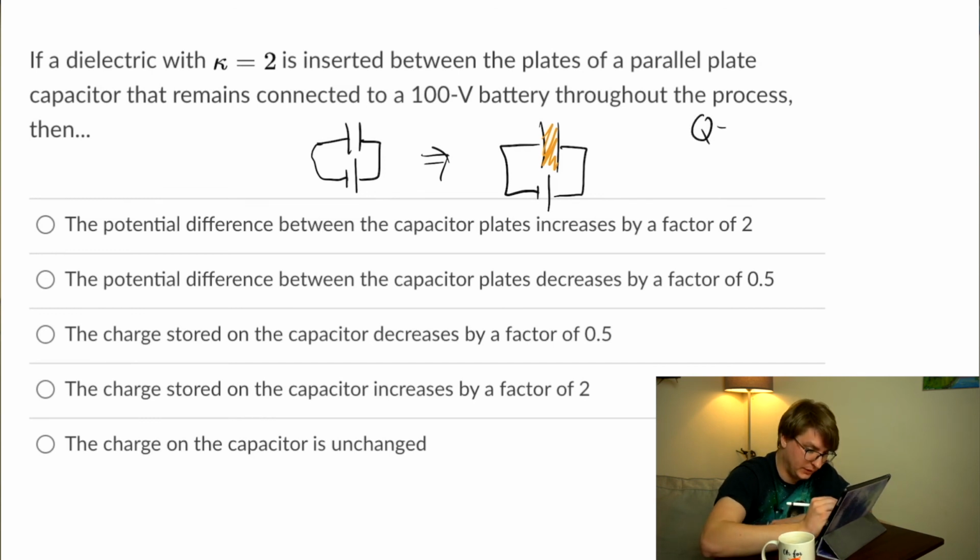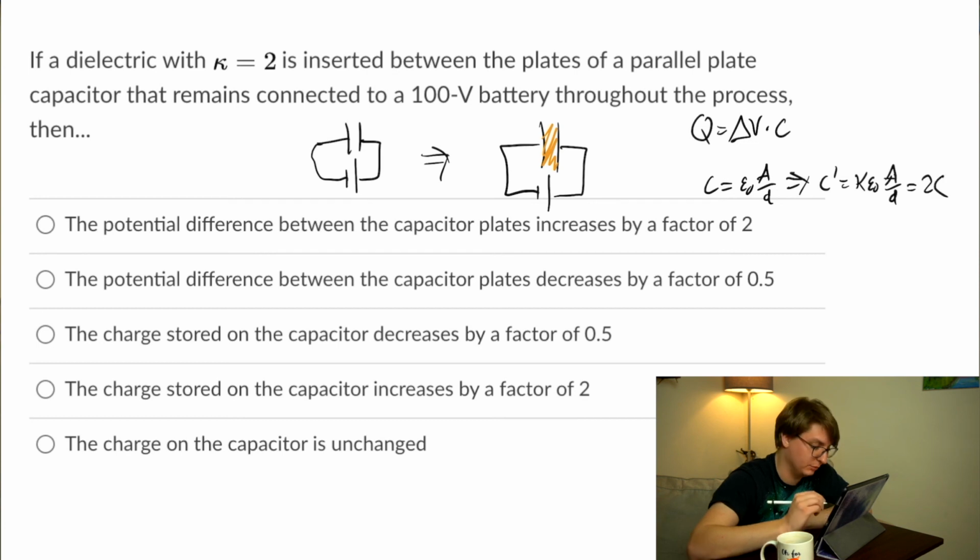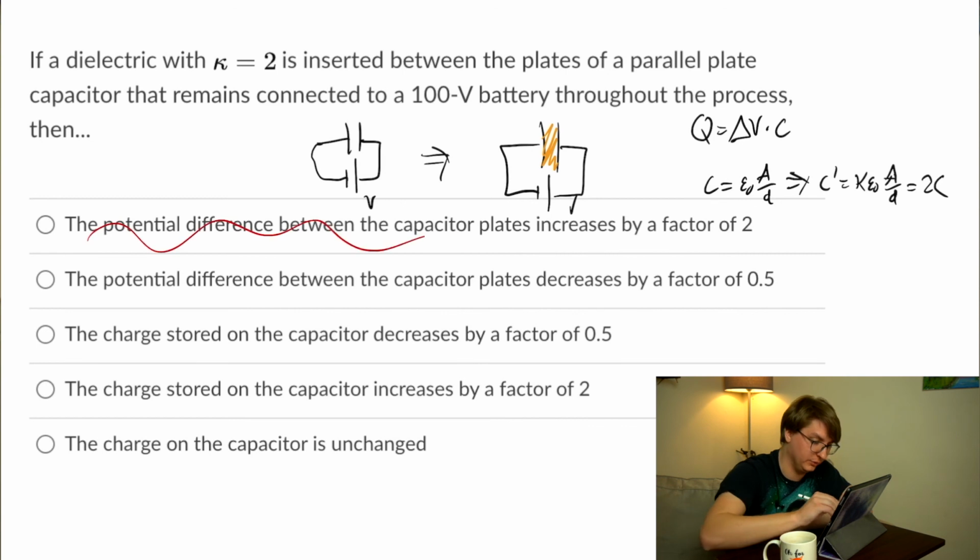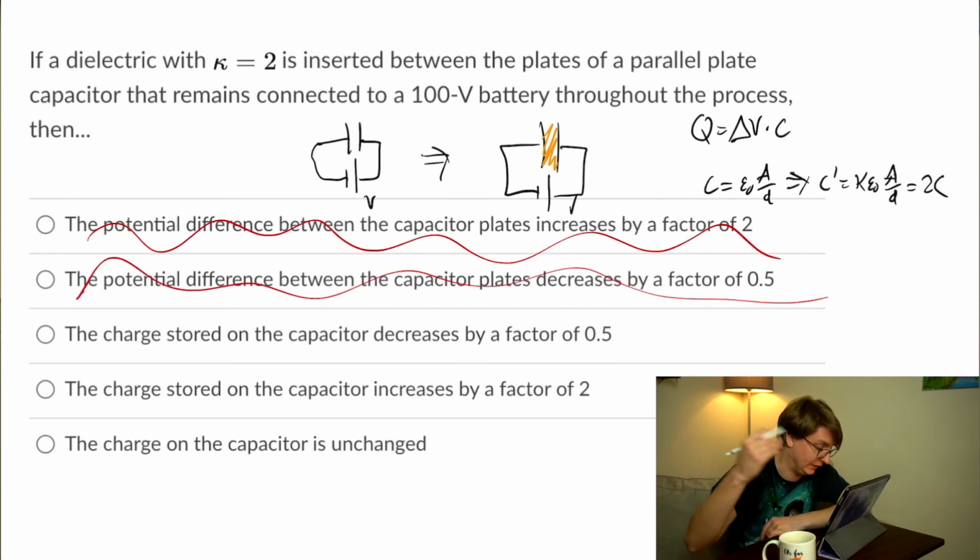So the thing that's going to matter here is Q equals the change of voltage times this capacitance. The capacitance originally was epsilon naught A over D, but now it's increased to a C prime, which is this kappa times epsilon naught, A over D. So you can see how the capacitance essentially has doubled. It's going to be 2 times the original amount. So the potential difference between the capacitor plates increases. No, we actually kept the same voltage, so that's definitely not right. It's the same battery supplying the same voltage. Potential, again, that's the same.